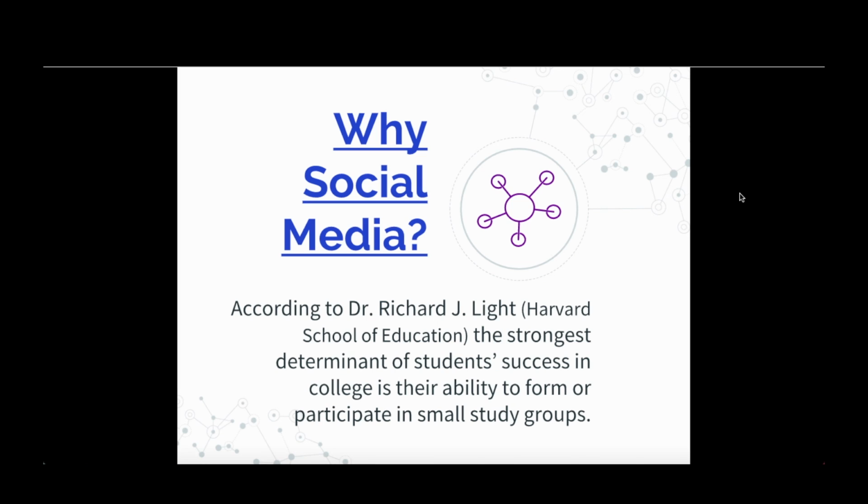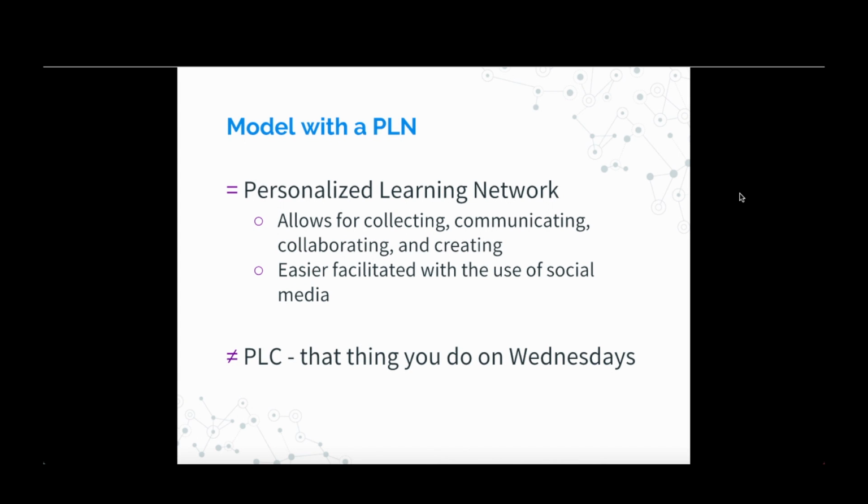What he found is that the strongest determinant of student success in college was their ability to perform and participate in small study groups. One way your students can do this digitally is through social media. To model that for students, we as educators want to use Twitter to create a personalized learning network. Or you may also hear it called a professional learning network.